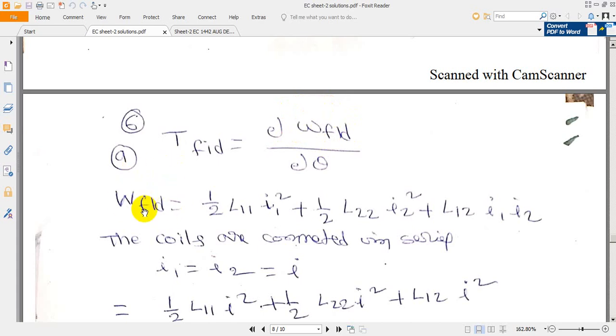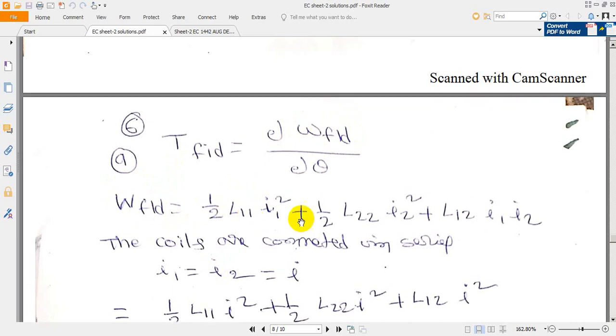The total combined energy of the two coils includes the energy because of the self-inductance of coil 1, the energy because of the self-inductance of coil 2, and also the energy because of the mutual inductance. The energy because of the inductance of coil 1 is half L11 I1 square, plus the energy of coil 2 is half L22 I2 square, and the mutual energy is given by L12 I1 I2.